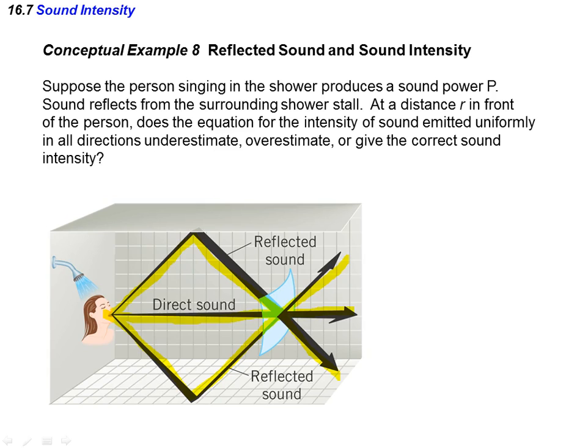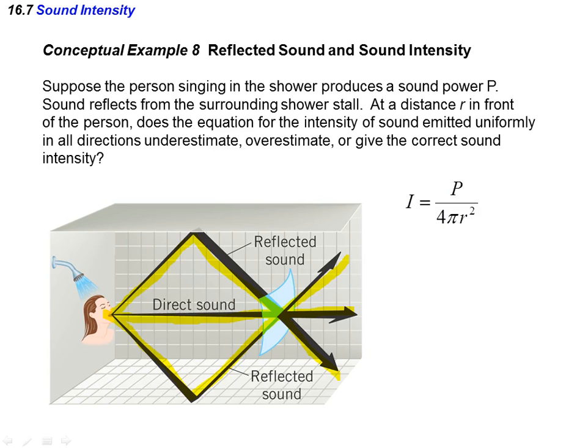And then some sound is just going to propagate straight out. And so at a distance r from the person, for the equation for the intensity of sound emitted uniformly in all directions, is it an underestimate, overestimate, or is this the correct sound intensity? So this is asking, is this equation correct in this case, where the intensity is equal to P over 4 pi r squared? Now keep in mind, this equation is for something that propagates spherically.